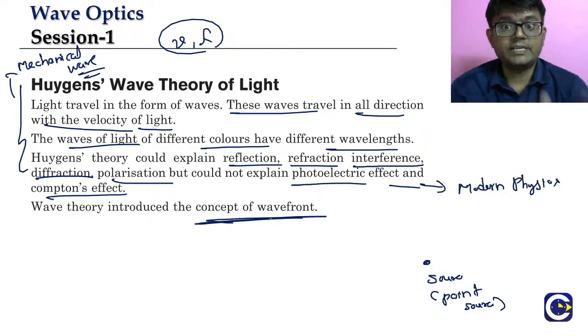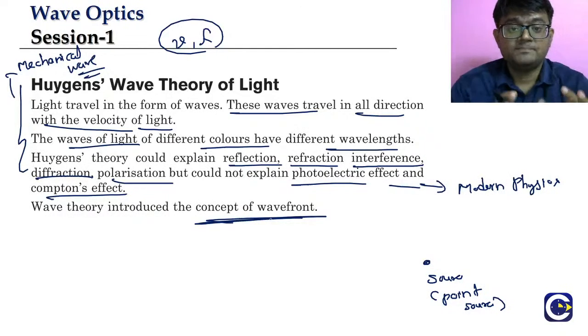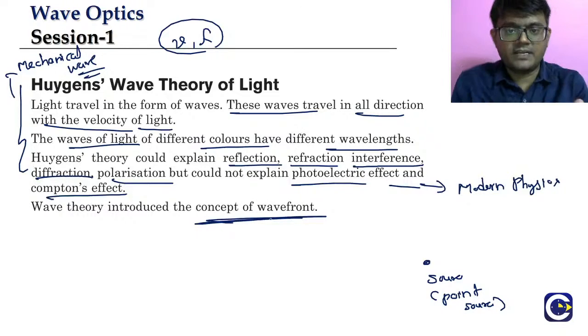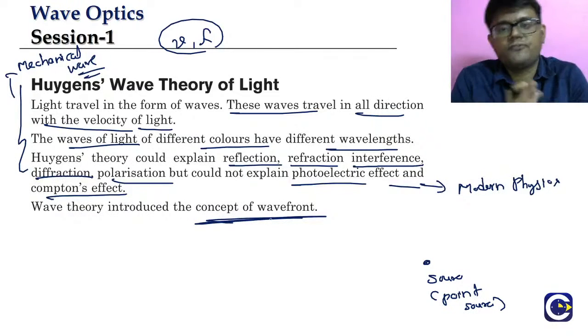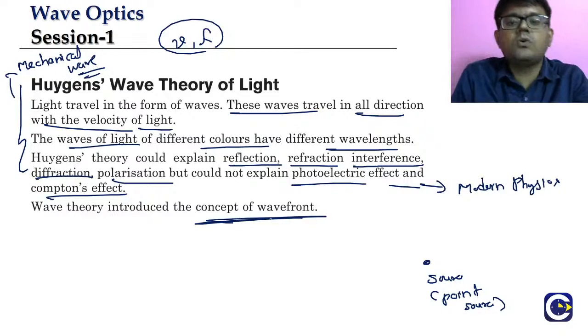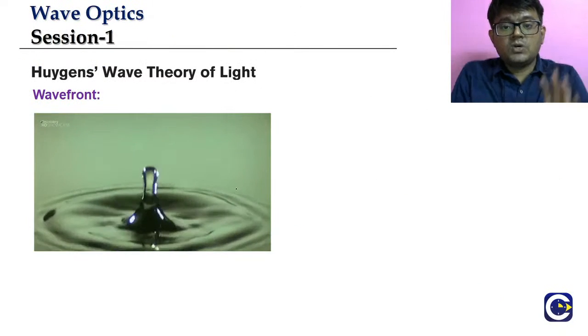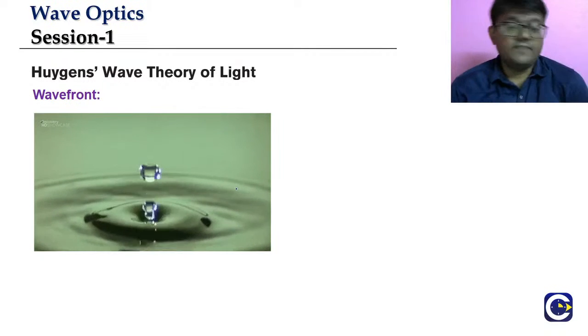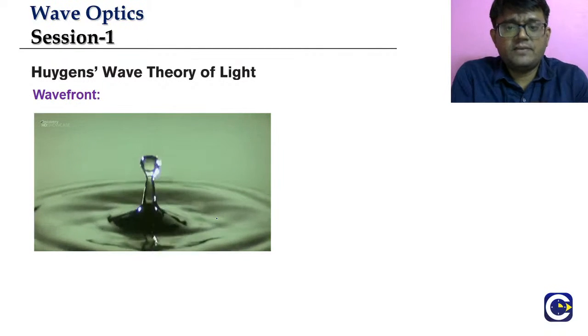As we get into the details of the theory, we will come to know what this wavefront idea is. But the important things are what this theory is based on: almost giving a mechanical wave treatment to light. And second, this entire theory surrounds the idea of the wavefront. So first we will have to understand what the wavefront is, then we will go and learn about Huygens wave theory.